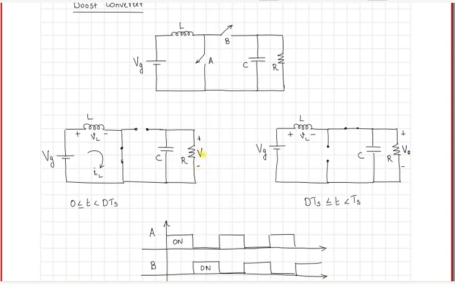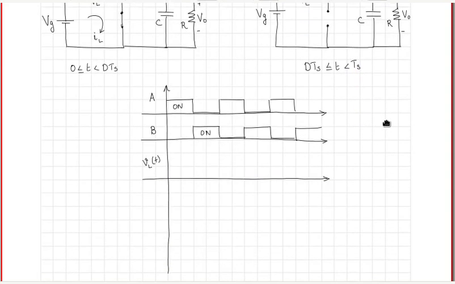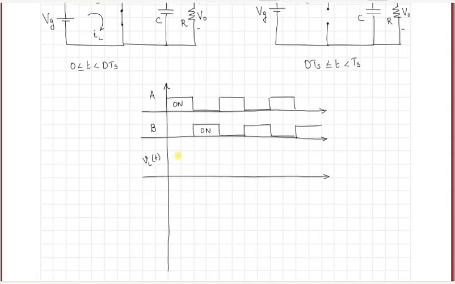If I call this VO, then when switch B is conducting, you have the voltage across the inductor as Vg minus VO. So here I have a voltage of Vg, and then we have said that this converter is a boost converter. So naturally the output voltage is going to be greater than the input voltage. So Vg minus VO is negative. So we can draw it in the negative portion in this fashion. And then it repeats.